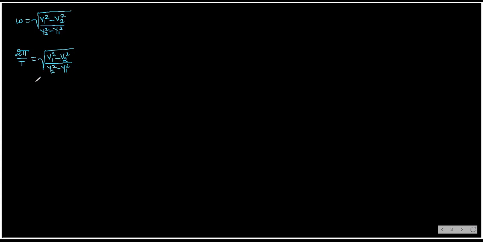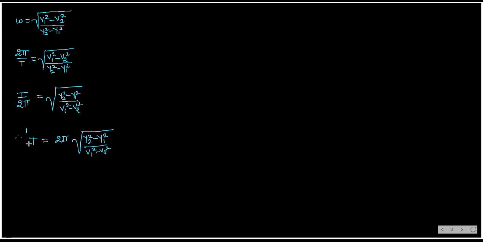Now take reciprocal. Why? To get time period. So T by 2 pi is equal to under root of (y2 square minus y1 square) divided by (v1 square minus v2 square). Clear? And therefore, if we want time period of oscillation, T is equal to 2 pi under root of (y2 square minus y1 square) divided by (v1 square minus v2 square).